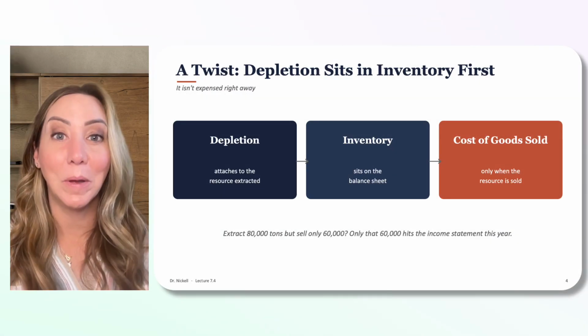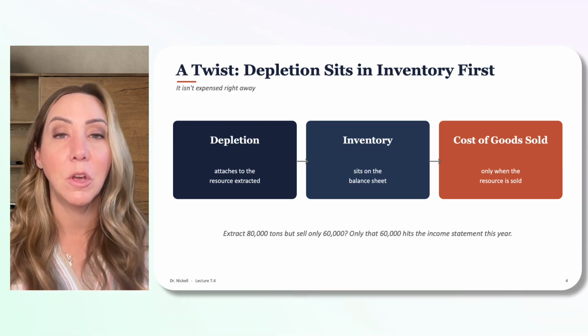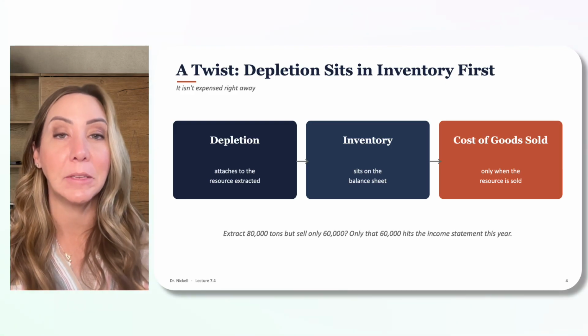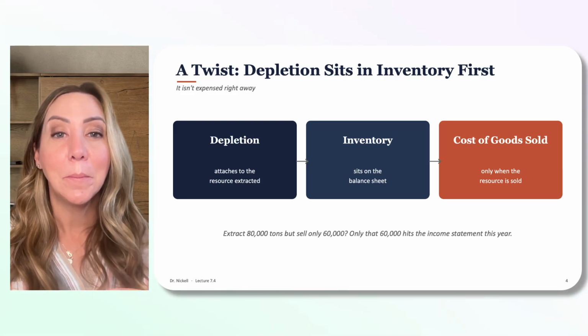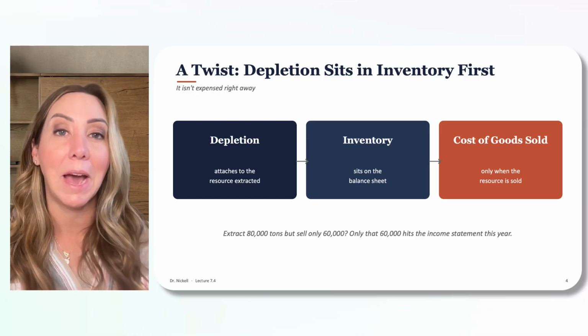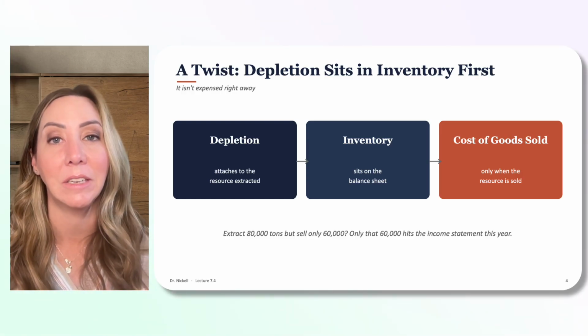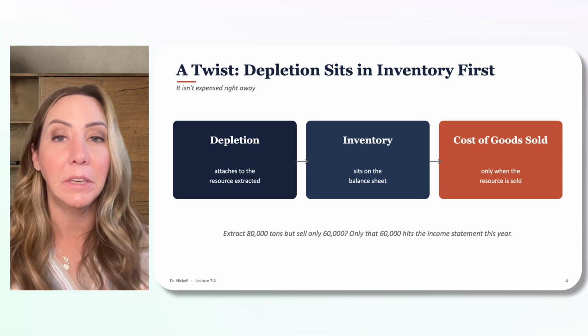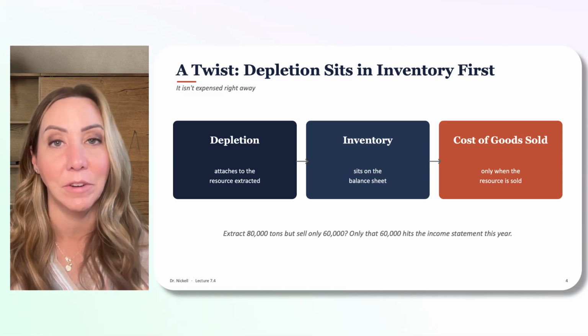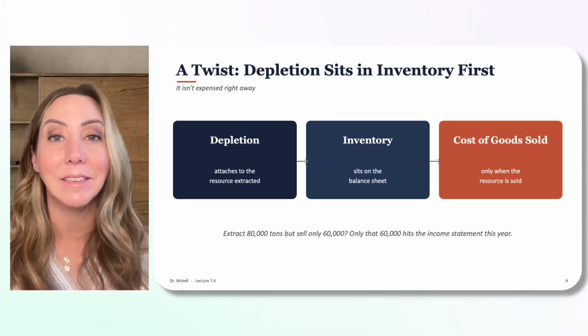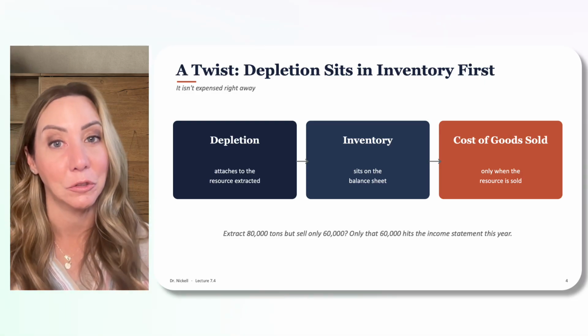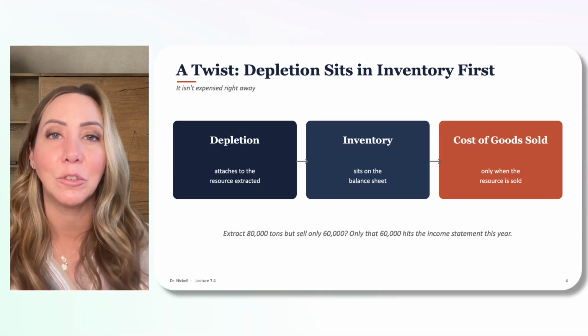Now here's one subtle but important difference from depreciation. When you depreciate office equipment, the expense usually goes straight to the income statement, but when you deplete a natural resource, you've actually produced inventory. Those 80,000 tons of ore are sitting in a stockpile somewhere. So depletion first attaches to that inventory as a product cost. It doesn't yet become an expense, cost of goods sold, until the inventory is actually sold.